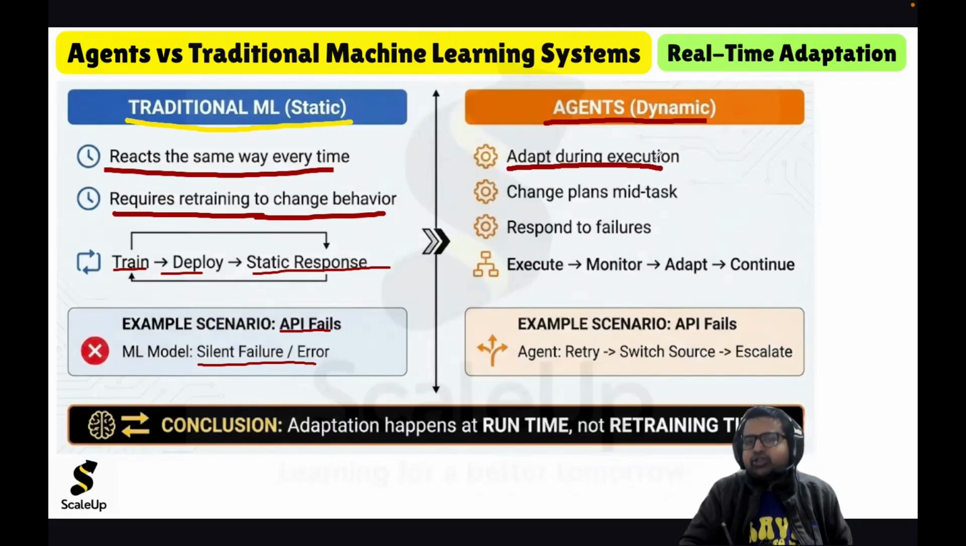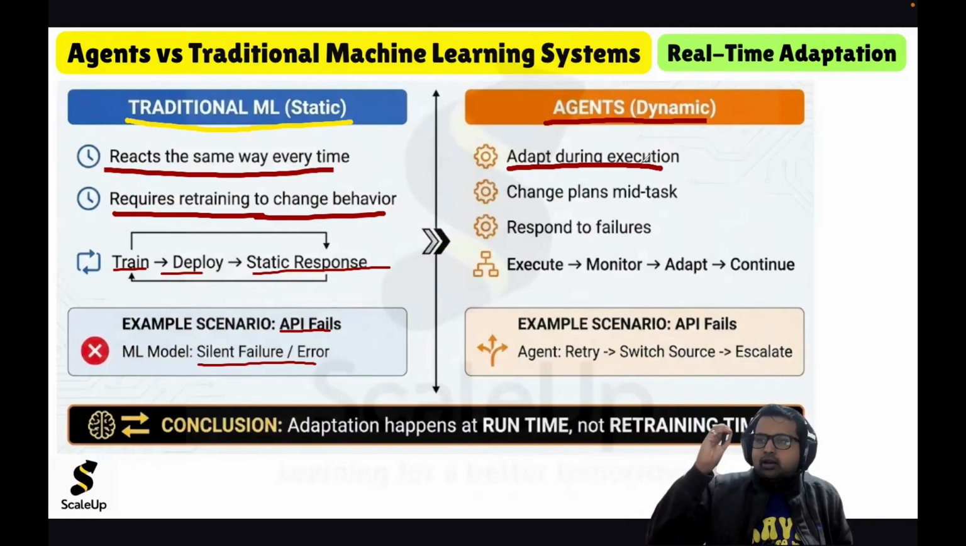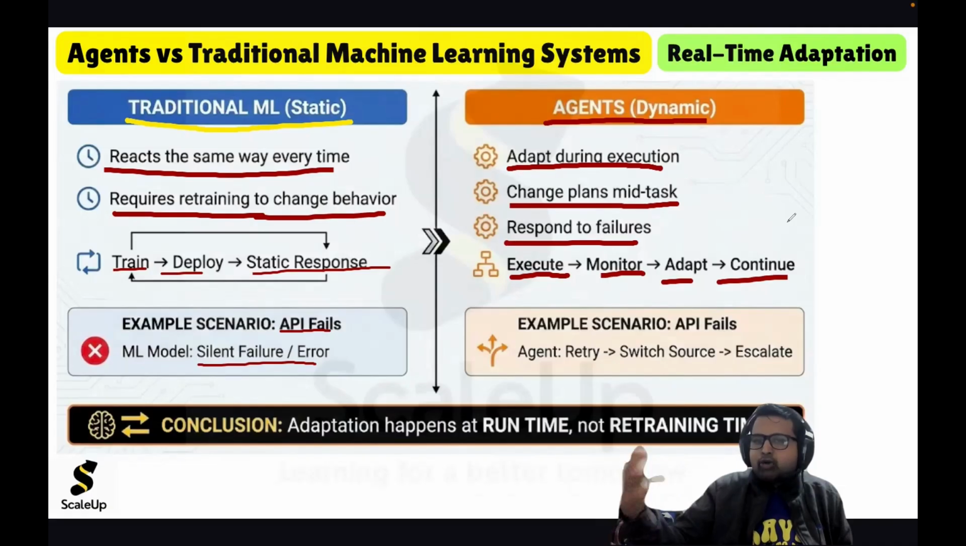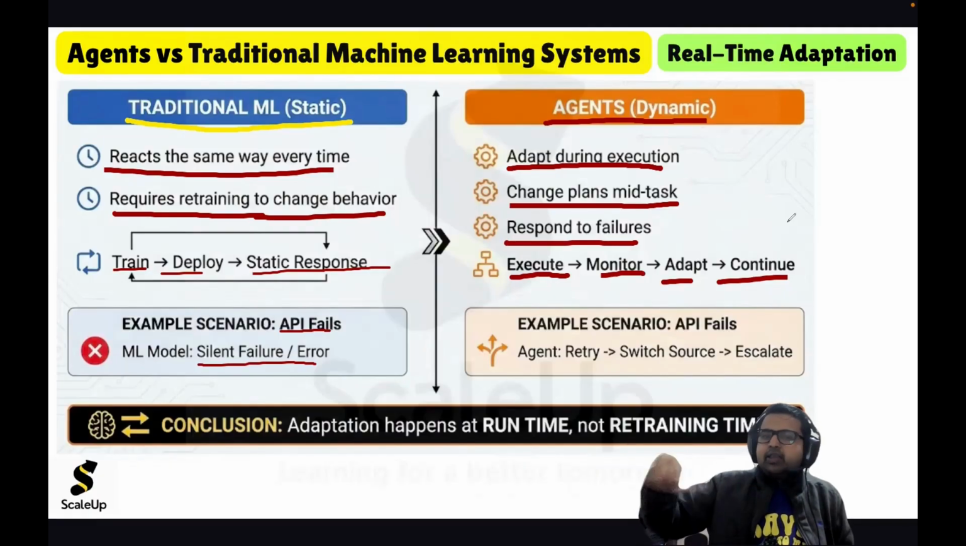They adapt during execution. They make a strategy, they execute that strategy, and they observe the outcomes. Based on the outcomes, they adjust the behavior, they revise the plan, they re-strategize. The main idea is to achieve the goal. They change plans mid task. They respond to failures. That's a very powerful thing about agents. So agents execute, monitor, adapt, and keep on continuing. Adapt means they revise the plan, re-strategize, and adjust behaviors, and they keep on doing it until the goal is reached, the goal is achieved.